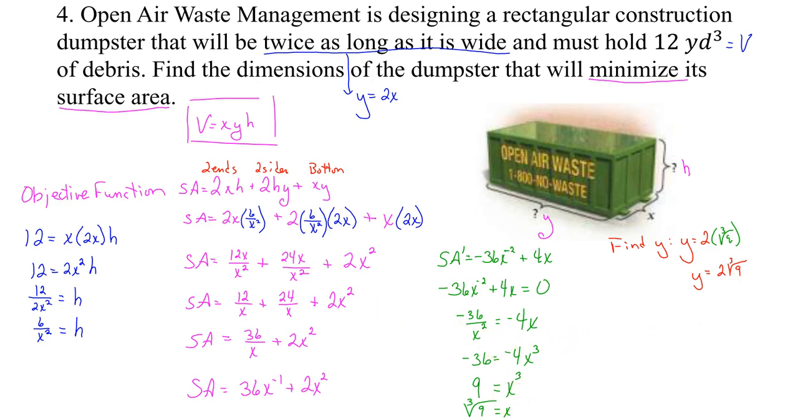And then finally, we have one more to find, and because it does say find the dimensions, we want to find h. And so h, if you recall, is 6 over, and this is going to be squared, and so we have the cubed root of 9, and we're going to square this.